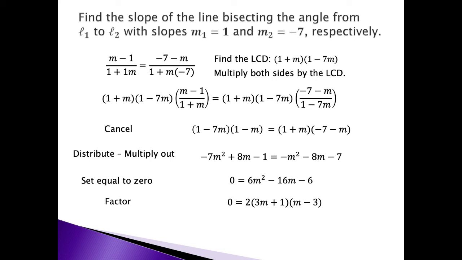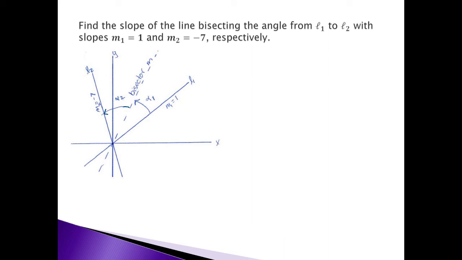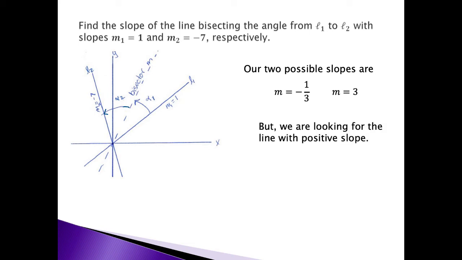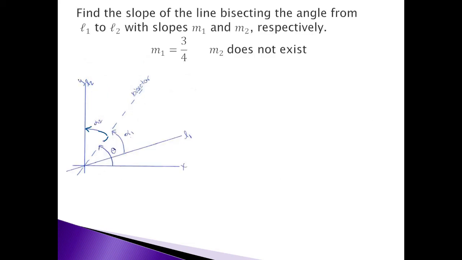Set each factor equal to 0. So we get M equals negative 1/3 and M equals 3. Now if we go back to our picture, when we look at our two possible slopes, we're only going to consider the positive 3 because our bisector is the positive slope. So our answer is M equals 3.